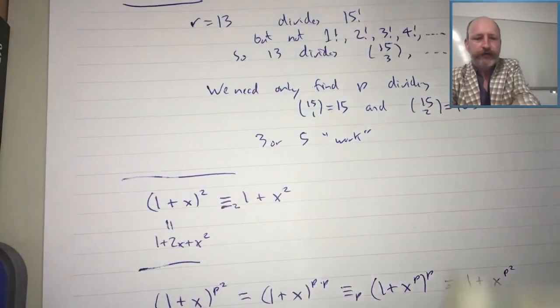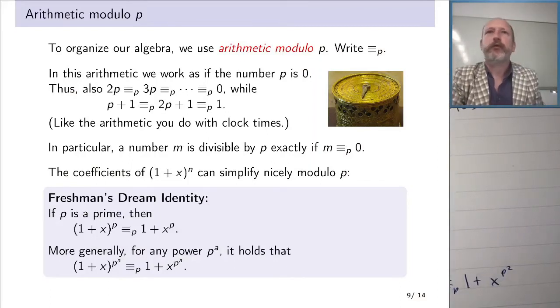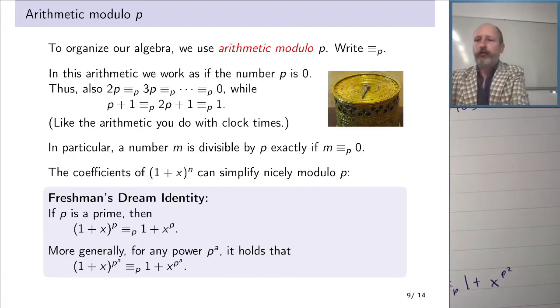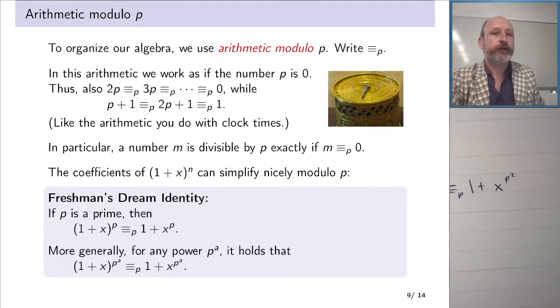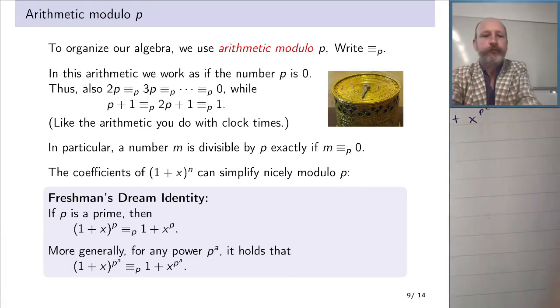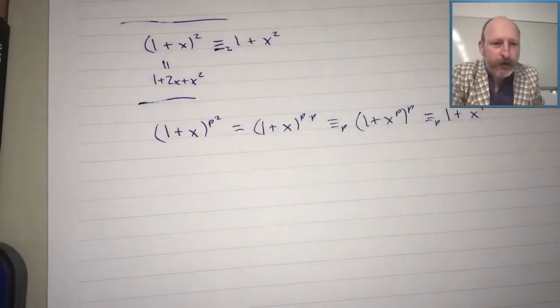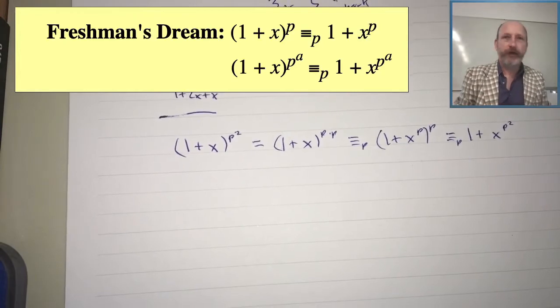In any case, applying this identity a couple of times can really help with the problems. And I want to show you 15 through the lens of this freshman's dream. Okay, so I will hide that again, but I can put it up on a little post-it note up there.